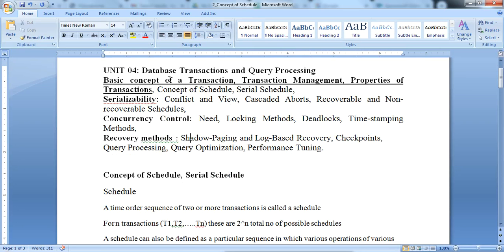In a previous lecture we already learned about the concept of transaction, then transaction management. Under that is the recovery process, or controlling the transaction. Then the properties of the transaction, which are the ACID properties. Now the next one is the concept of schedule.